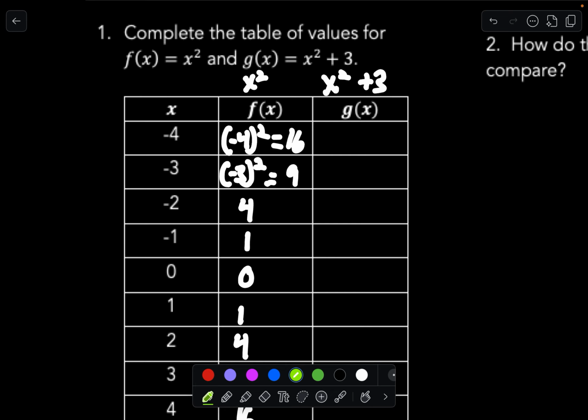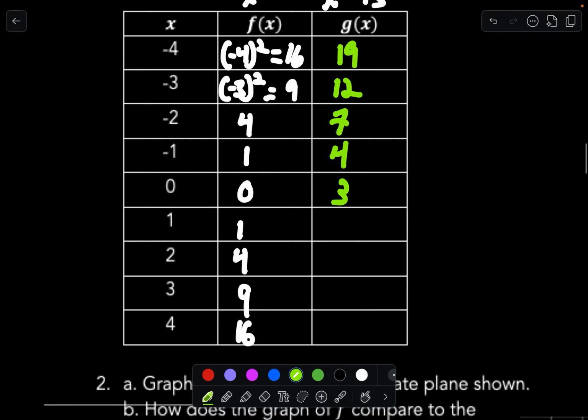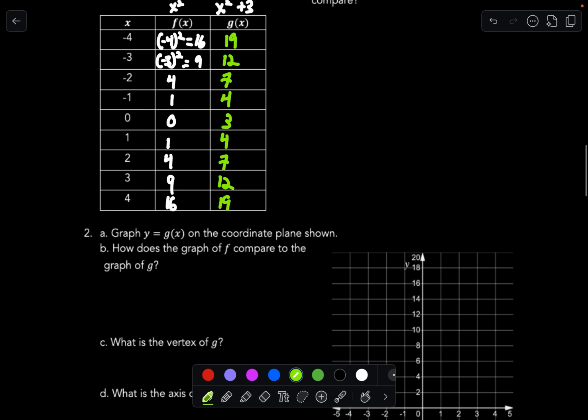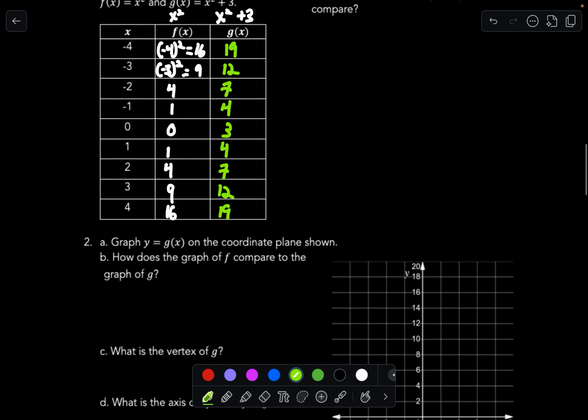Then we're going to find g of x. Well, g of x is just f of x plus 3. So if f of x is 16, g of x is 16 plus 3, which is 19. F of x is 9, g of x is 12, which is 9 plus 3. F of x is 4, g of x is 7, 4 plus 3. F of x is 1, g of x is 4. F of x is 0, g of x is 3. And then it just repeats: 4, 7, 12, and 19. Now they want you to graph g of x.